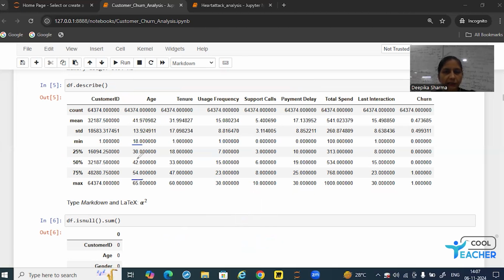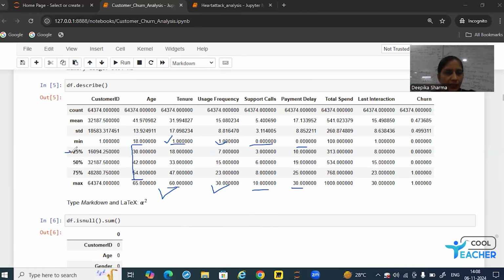For the tenure, at minimum a customer has used the product for 1 month, and at maximum the product has been consumed for 60 months. So it means 1 month to 60 months the product has been consumed. Usage frequency minimum and maximum data are provided here. Similarly, support calls and payment delays are mentioned with their minimum and maximum.